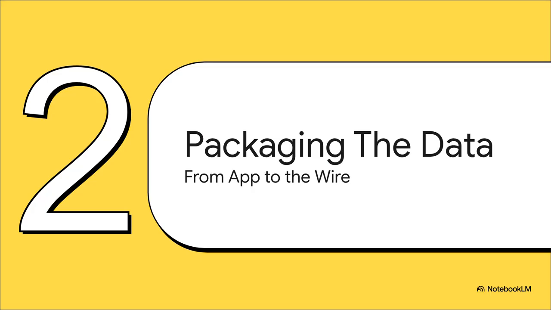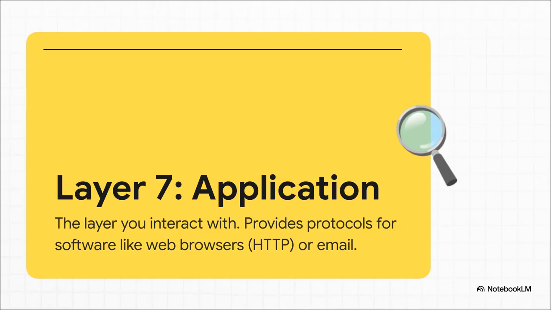So how does this actually work? Well, when you send data, it travels down these layers, kind of like a package on an assembly line. At each step, a new layer adds its own wrapper, its own instructions, getting it ready for the big trip across the wire. Our journey starts right at the top, where you are, layer 7, the application layer.